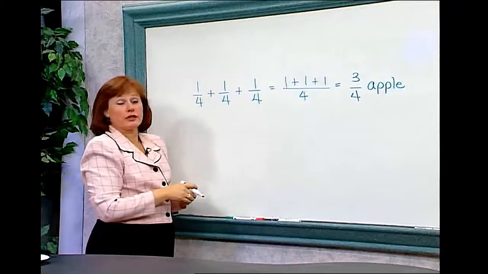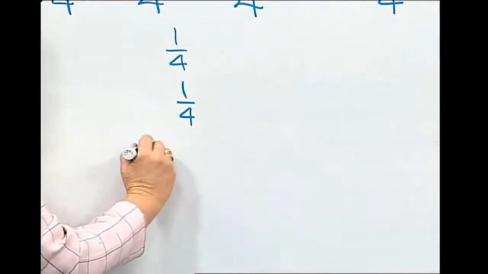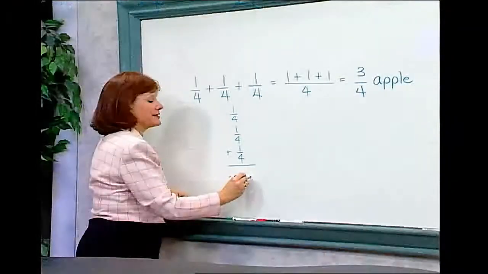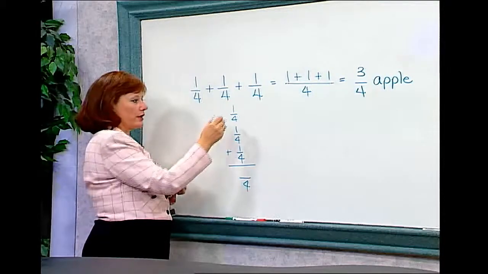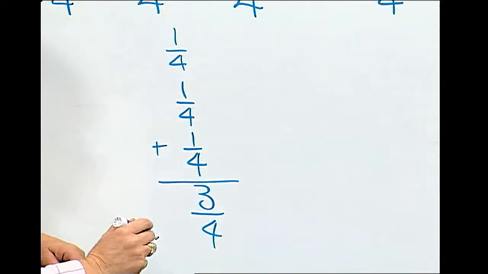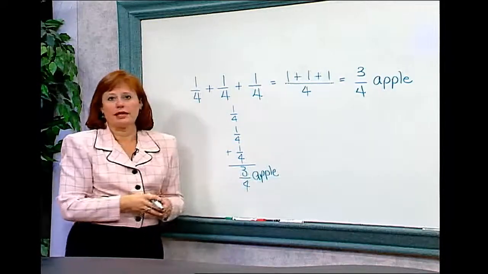You can write this problem vertically as well. We can have 1/4 plus 1/4 plus 1/4. Again, the denominators stay exactly the same, and you'll just add the numerators. 1 plus 1 plus 1 is 3. In either case, Jane ate 3 quarters or 3/4 of the apple.